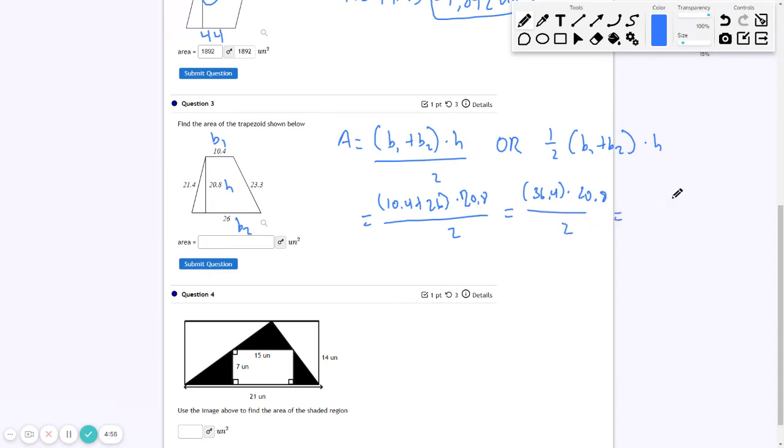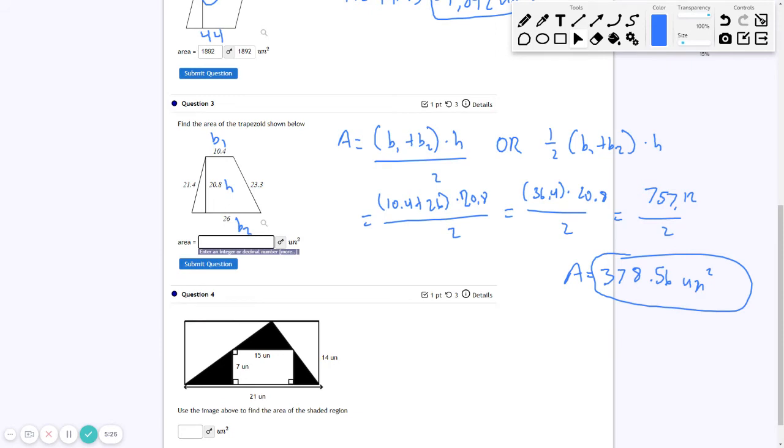So if I keep going, the top is going to end up being 757.12, and now we just need to divide by 2. And when we do that, we get the area to equal 378.56 units squared. Okay, let me just circle this up again. So I'll type this in. 378.56. We should be good.